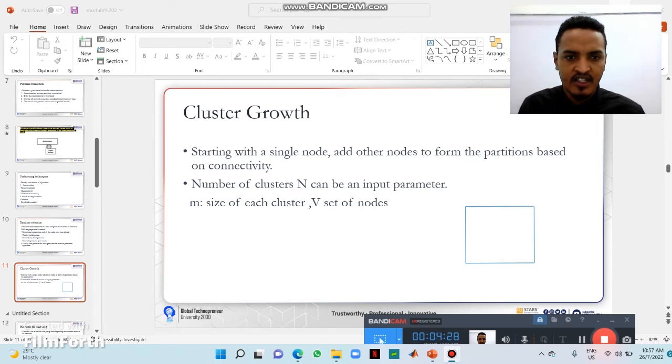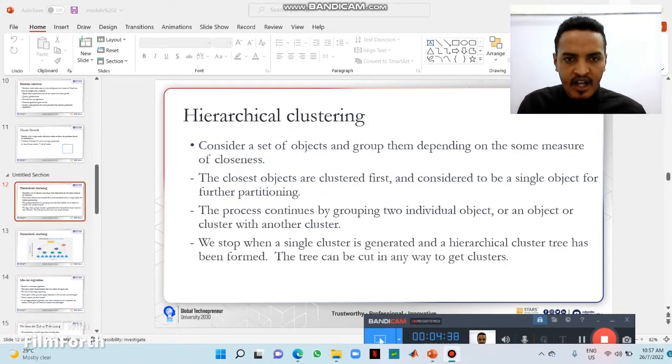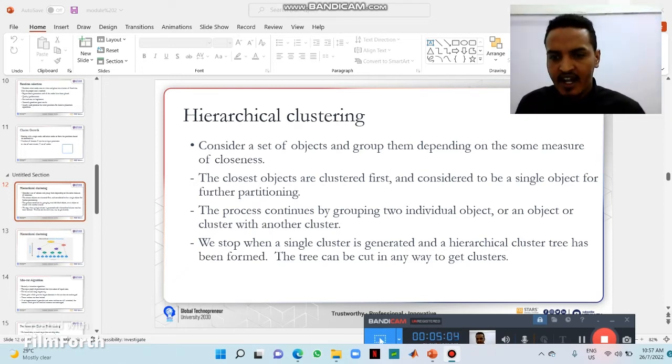And this is cluster growth, starting with a single node and adding other nodes to the partition based on connectivity. Hierarchical clustering starts with a set of fixed groups, then depending on some measure of closeness, the closest objects are clustered first and considered to be a single object for further partitioning. The process continues by grouping two individual objects, or an object or a cluster, with another cluster. We stop when a single cluster is generated and the hierarchical cluster tree has been formed. That tree can be cut in any way to get clusters.